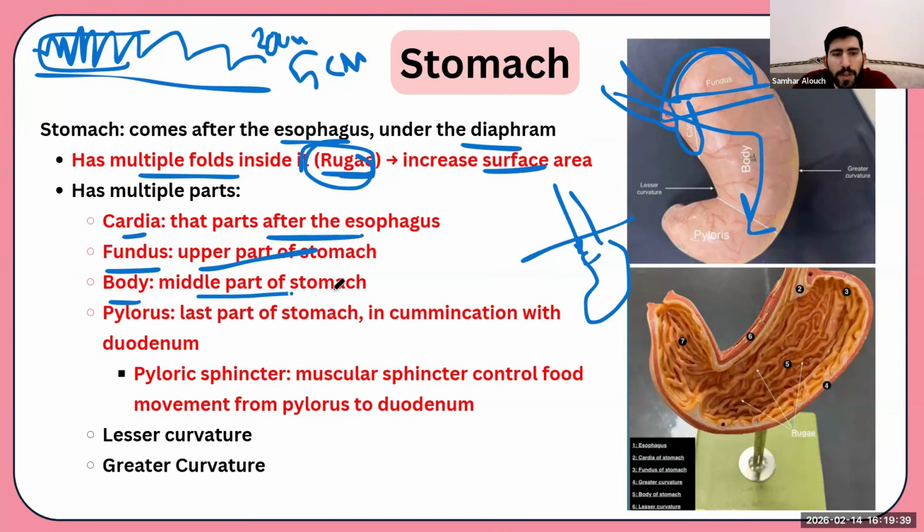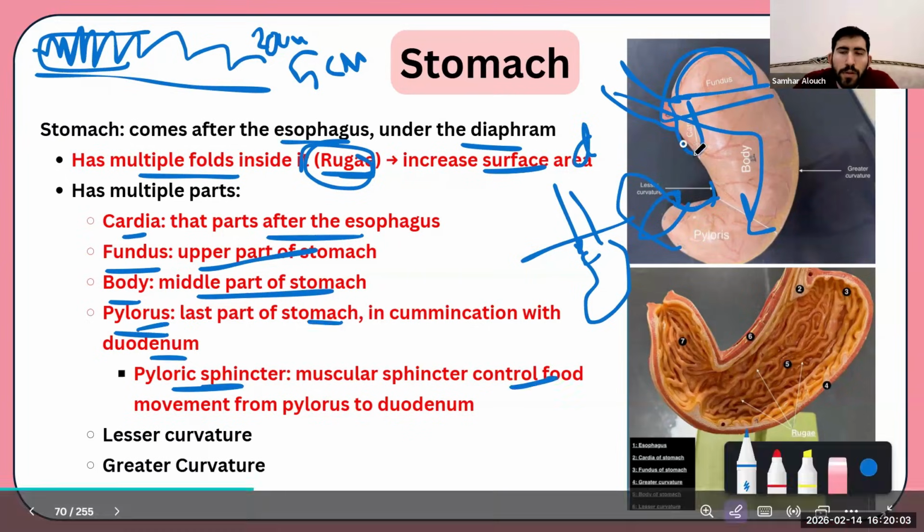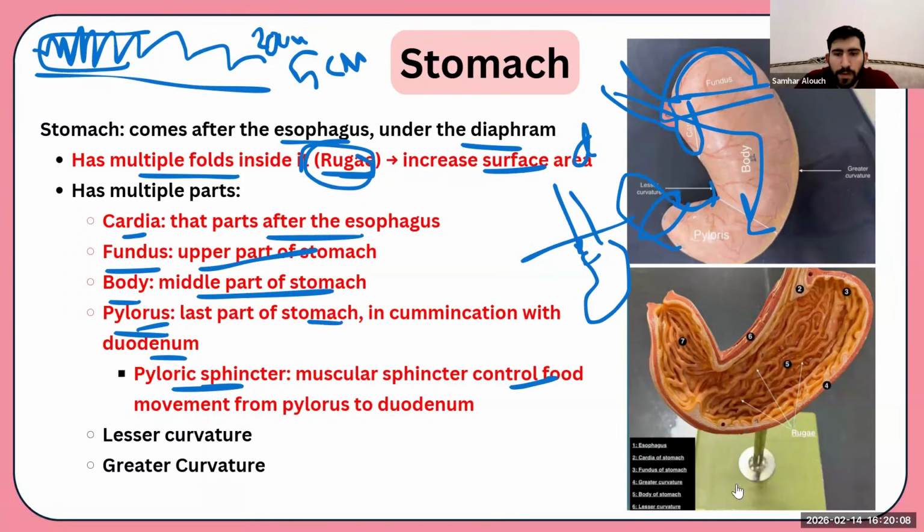Then we have the body, which is the middle part. And finally, we have the pylorus, which is the last part of the stomach, which meets the small intestine, like the duodenum. This is the pylorus. And it also has a sphincter to control everything moving from the stomach to the duodenum. It also has two curvatures. Curvature means curve. It has two curvatures.